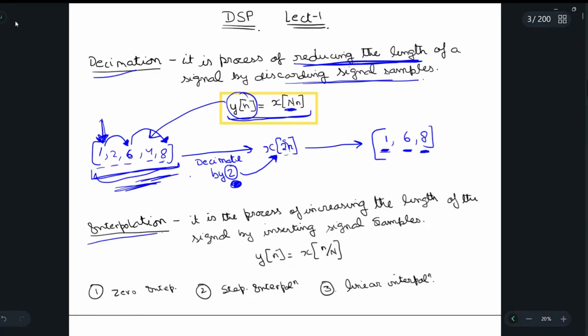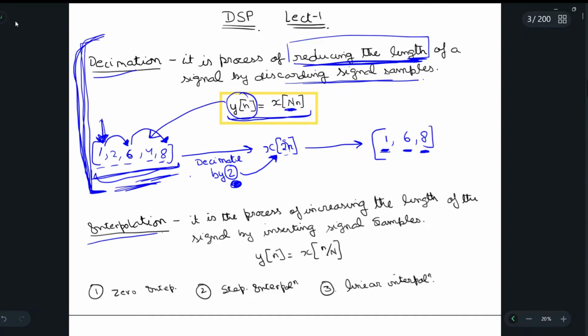So this is very easy. Decimation is simply reducing the length. Just keep in mind that we are reducing the length over here. And please keep making notes. Write this example along with the definition of decimation in your notebook or wherever you are making your notes.